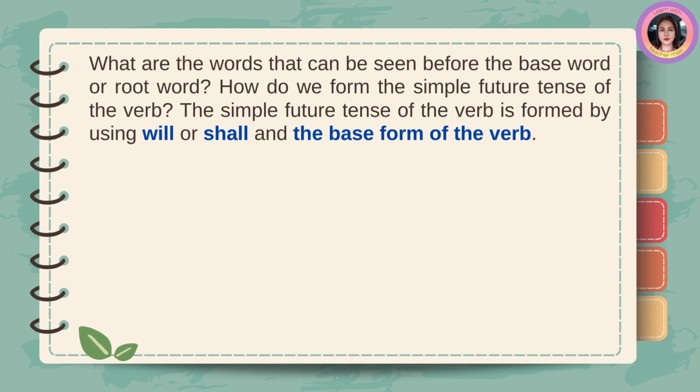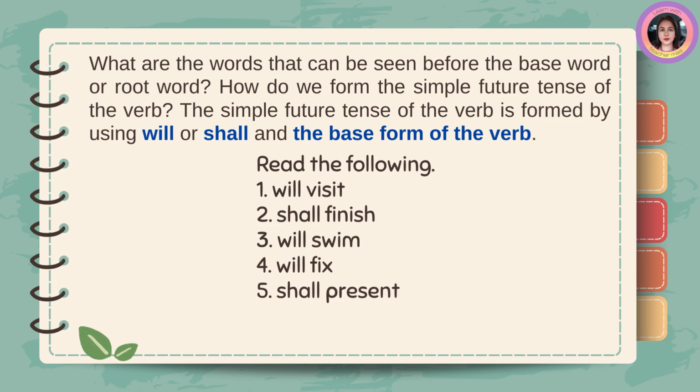How do we form the simple future tense of the verb? The simple future tense of the verb is formed by using will or shall and the base form of the verb. Read the following. Will visit, shall finish, will swim, will fix, shall present.